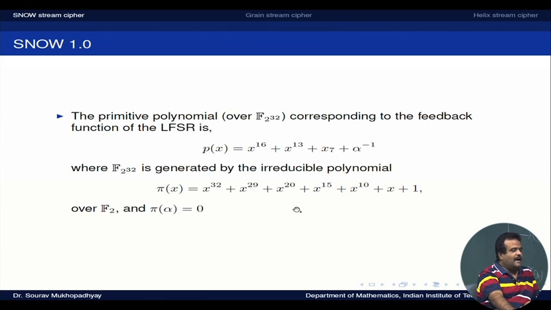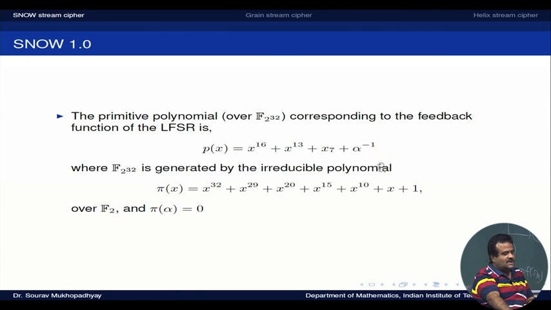And the LFSR we are taking here is based on a primitive polynomial over F2 to the power 32, and this polynomial is of this form. So this is a 16-bit LFSR: x to the power 16 plus x to the power 13 plus x to the power 7, plus alpha to the power minus 1.